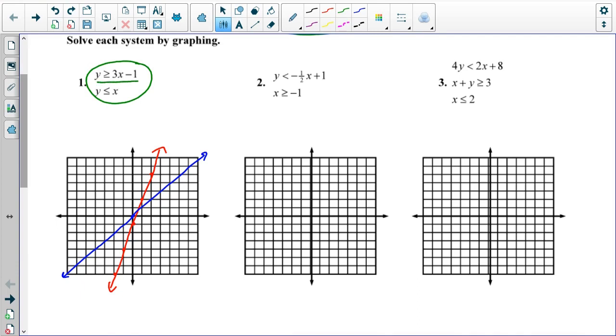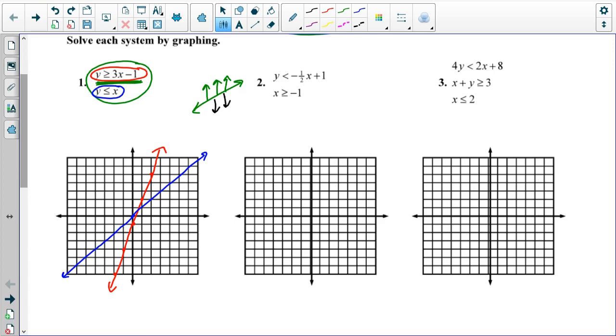We know that the y values have to be greater than 3x minus 1. So since that graph was in red on my graph, that means that my y values have to be greater than the red line, and my y values have to be less than the blue line. So if I'm looking at some sort of line, the y values are greater if I am above the line, and the y values are less if I am below the line.